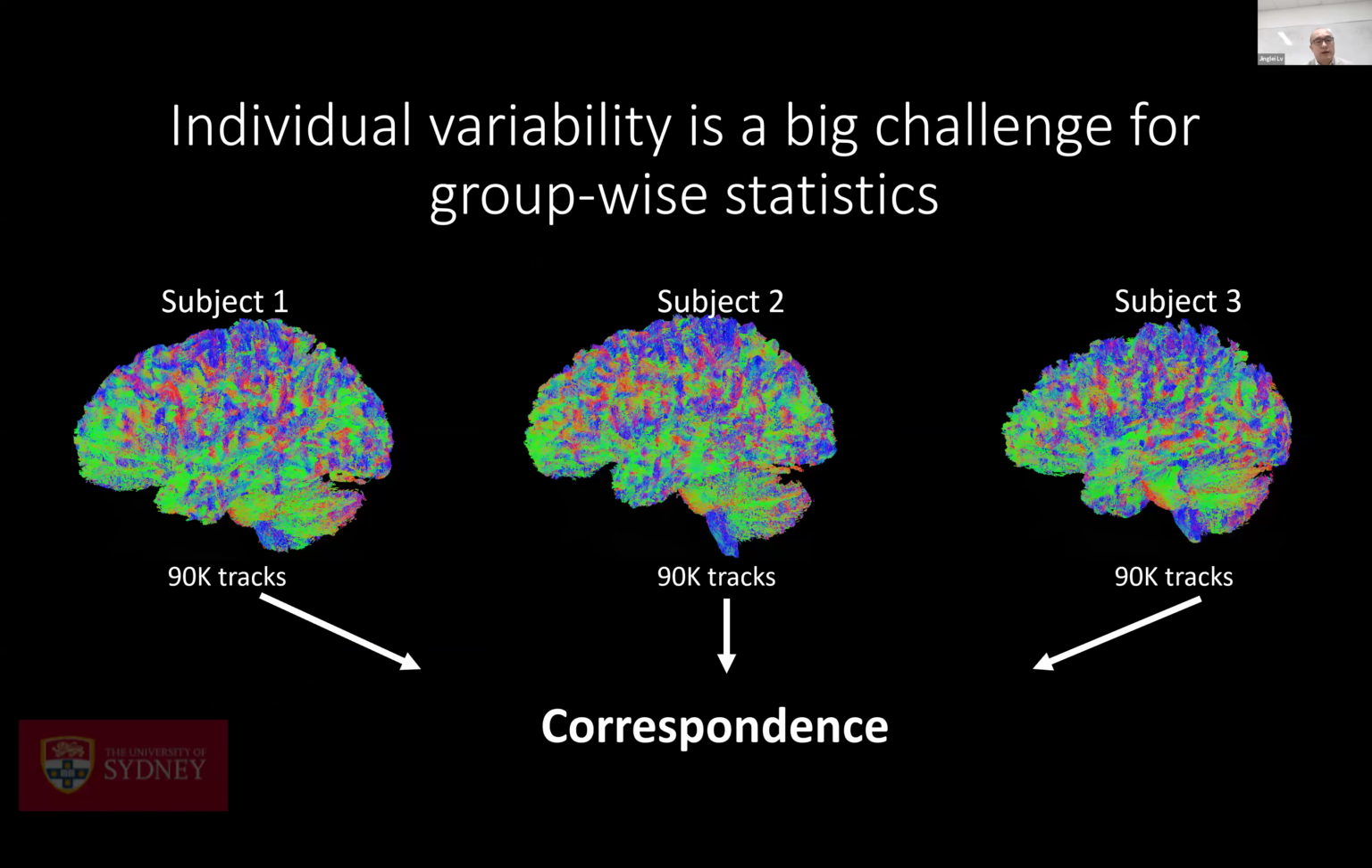Here comes the challenge. For each individual we can do the fiber tracking, and we can use the same parameters. We can set the same number of tracks, but in the end, they do not necessarily have a correspondence. So this causes a challenge for group-wise statistics.